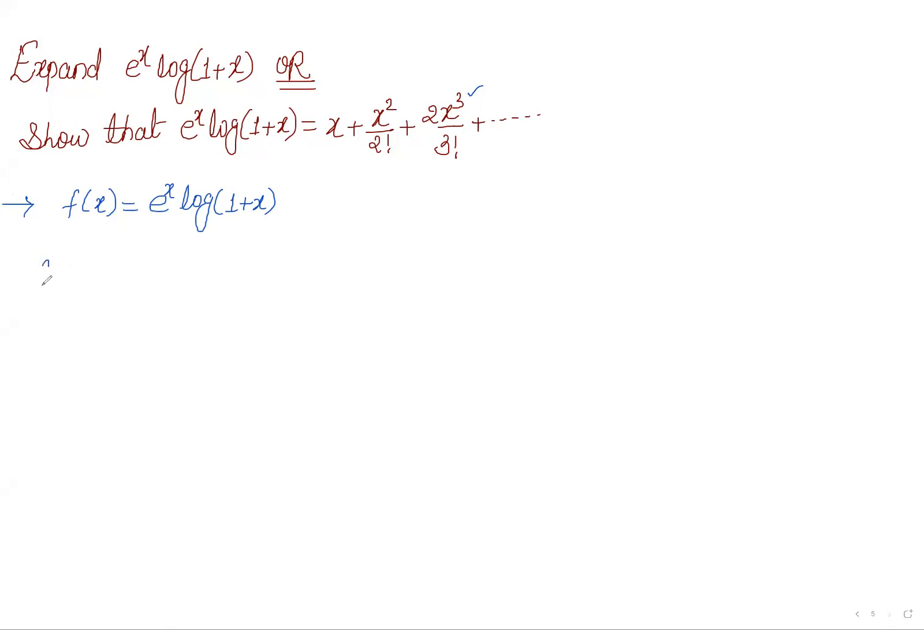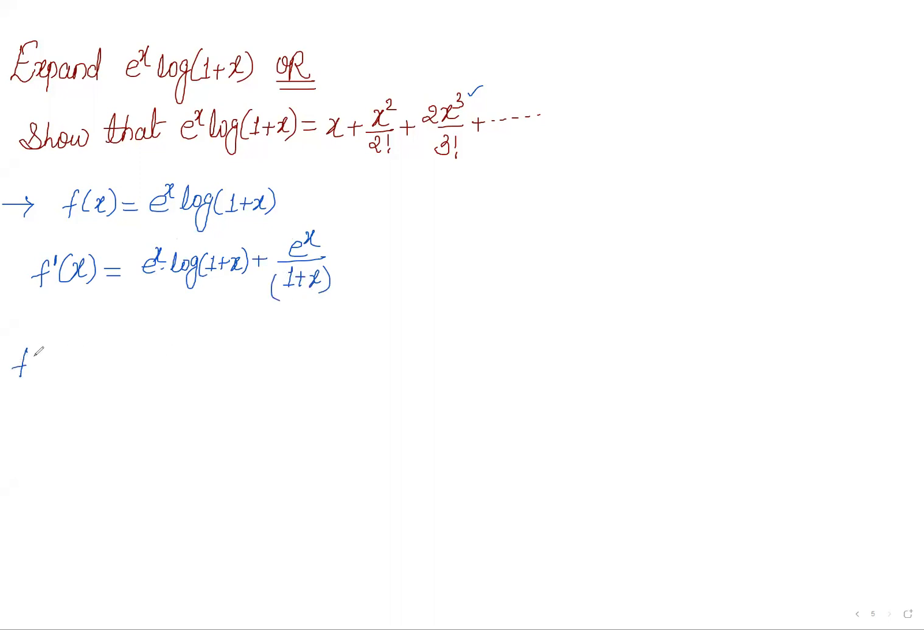Now the first derivative of this function, f dash of x, is equal to, using the u into v rule: first keep log of 1 plus x, and the derivative of e raised to x is e raised to x as it is, so e raised to x into log of 1 plus x, plus e raised to x into the derivative of log of 1 plus x, that is e raised to x divided by 1 plus x.